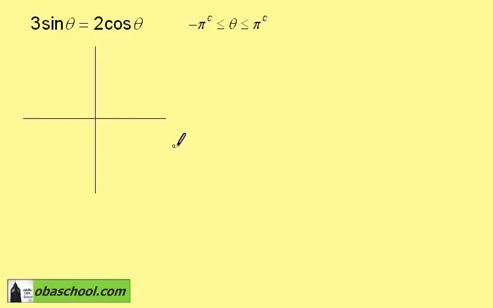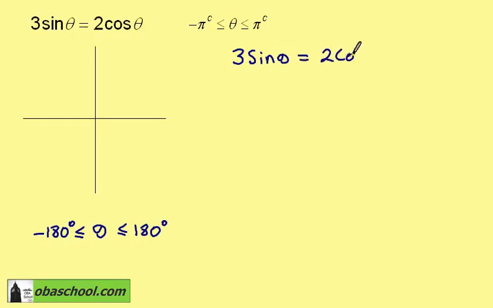Minus pi radians to pi radians is the same as minus 180 degrees to 180 degrees. The equation is 3 sine theta is equal to 2 cos theta.